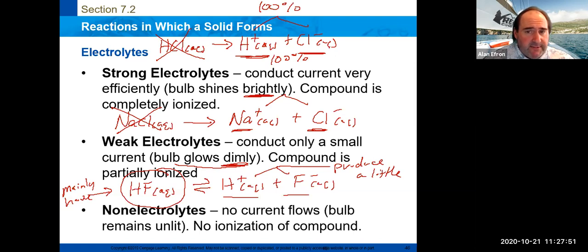Now, non-electrolytes, as I mentioned before, will dissolve, but they will not produce any ions. And again, because they don't produce any ions, they will not conduct electricity. So the light bulb will not go on. An example of that is sugar.